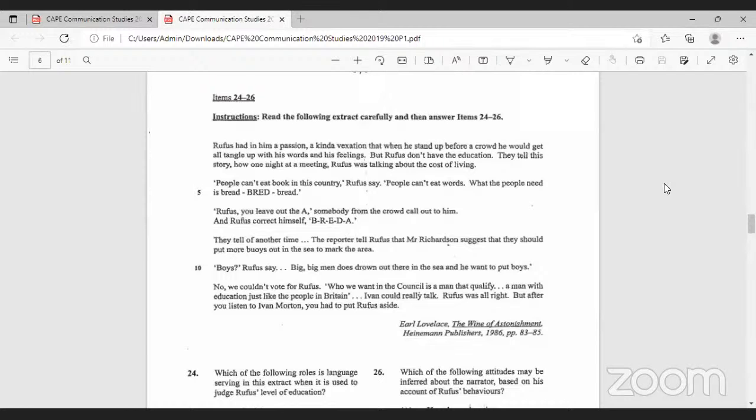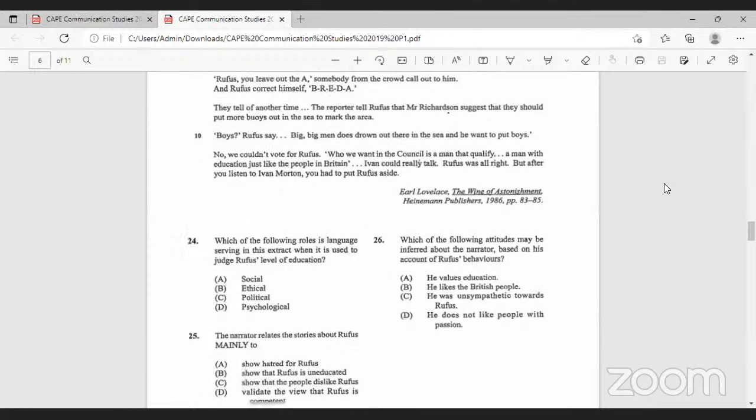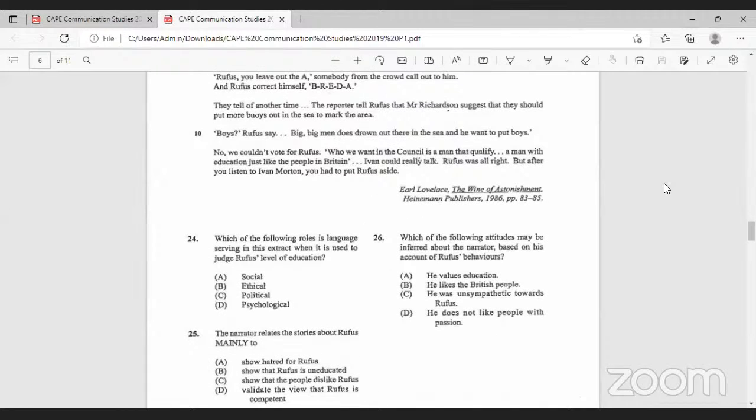We're going to read that once, and then we'll go through the questions. Just 3 questions. 24, which of the following roles is language serving in this extract when it is used to judge Rufus's level of education? Is it social, ethical, political, or psychological? 24 is C, political. I mean, he's on a political platform, right? He's trying to convince people to vote for him. So it's serving a political purpose.